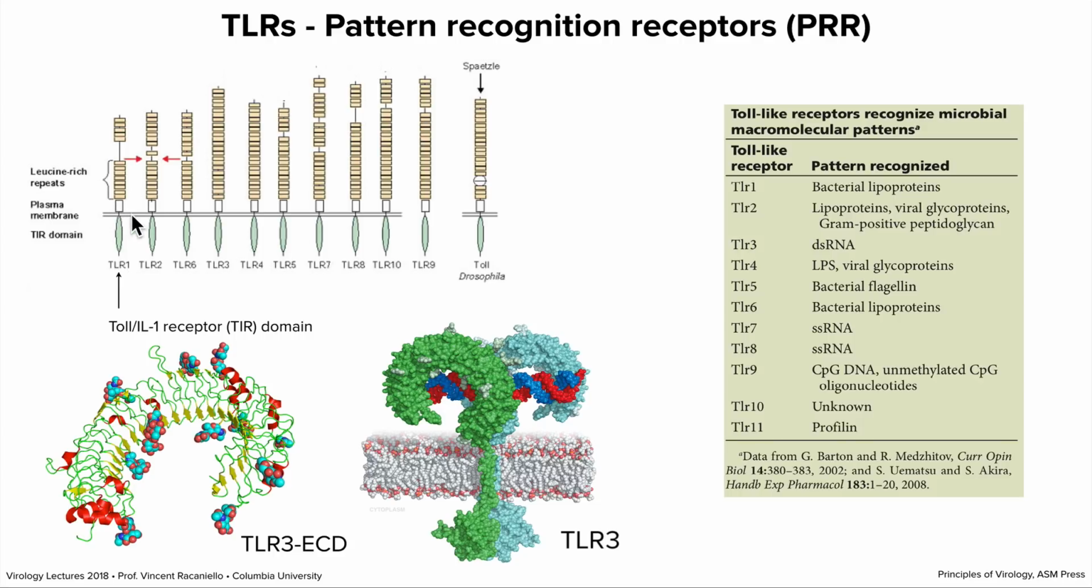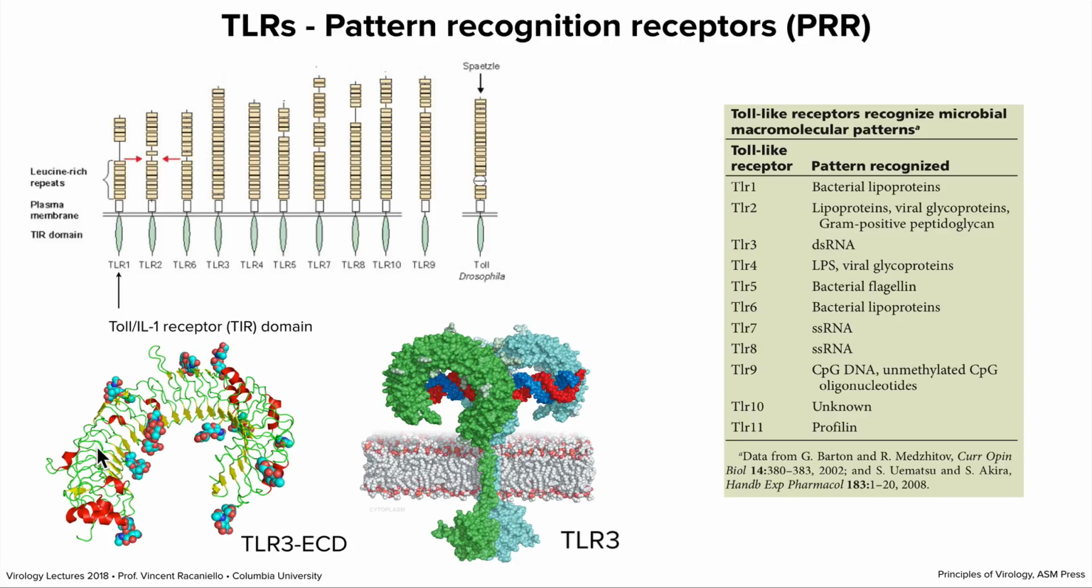And you can see these are transmembrane proteins. There's the plasma membrane. There's an extracellular portion, which is made up of leucine-rich repeats. So the little tan box is a leucine-rich repeat. And you can see the toll-like receptors are made of different numbers of those. There on the right is the original toll protein from Drosophila. It was called Spätzle. And each of these leucine-rich repeats can be seen in this structure.